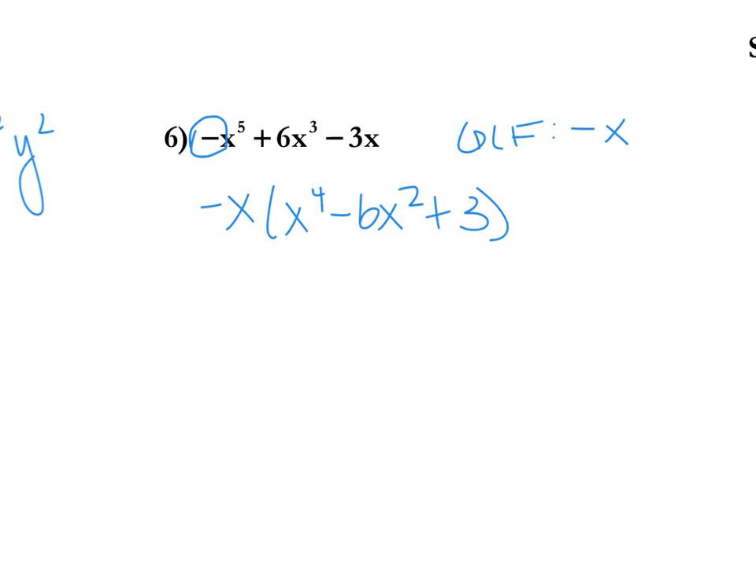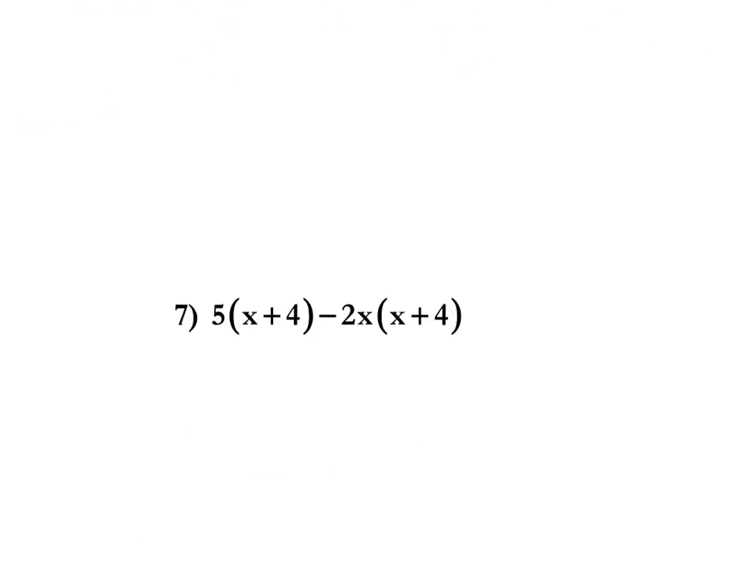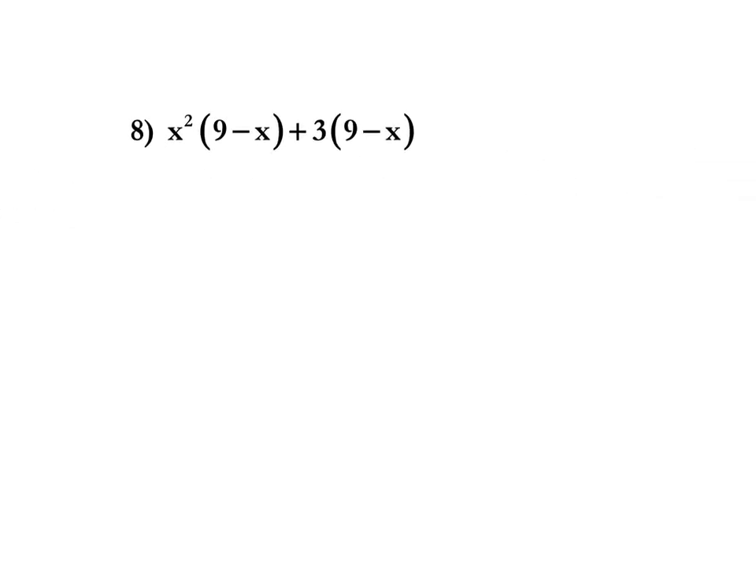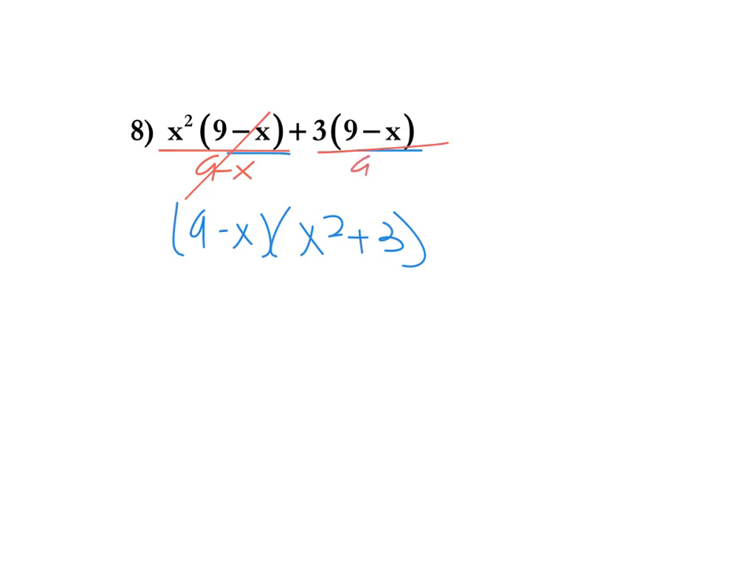All right, let's go ahead and do number 7 together. Actually, we already did 7, so we're going to skip that. Let's take a look at 8. So number 8, there isn't any GCF between x to the second and 3, but notice that they both share 9 minus x in common. So that's going to be our GCF. And we're left with x squared plus 3. Okay, because when you divide this by 9 minus x, this cancels. Divide this by 9 minus x, this cancels. So then you're left over with x squared plus 3.